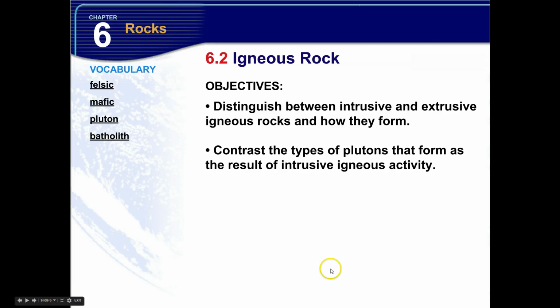Now in 6.2, we break down to igneous rocks. The objectives on this are distinguish between intrusive and extrusive igneous rocks and how they form. Contrast the types of plutons that form as a result of intrusive igneous activity. Here's our vocabulary here. We have felsic, mafic, pluton, and batholith.